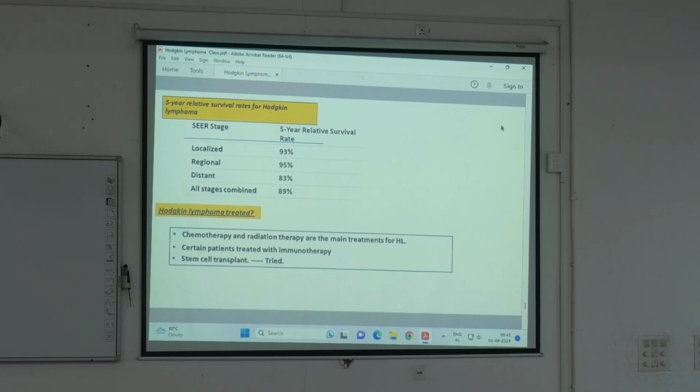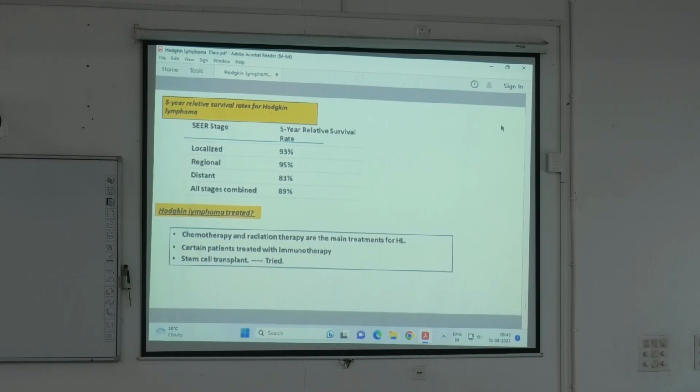Now the 5-year survival rate in Hodgkin lymphoma: if it is localized, it is 93%. If it is a regional group on the same axis, that is anatomically contiguous, it is 95%. If it goes to a distant area, it is 83%. In all combinations, 89%. As a whole, that is a better prognosis than NHL, and you have to remember that only.